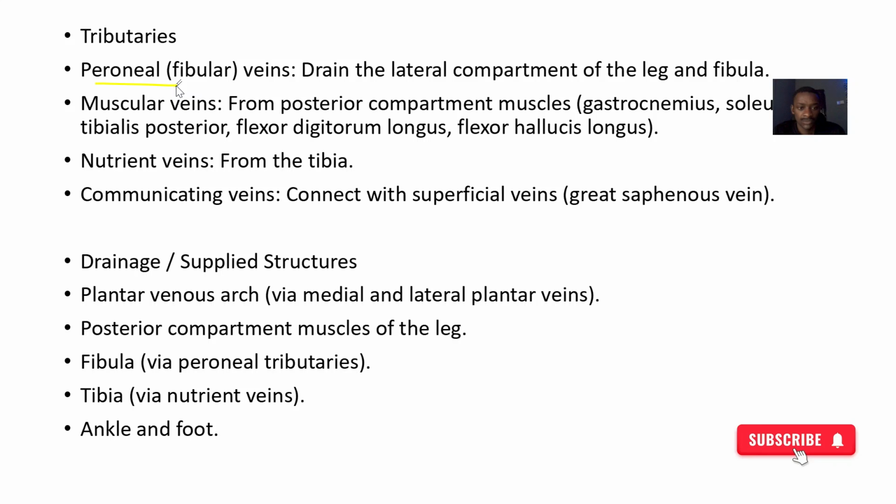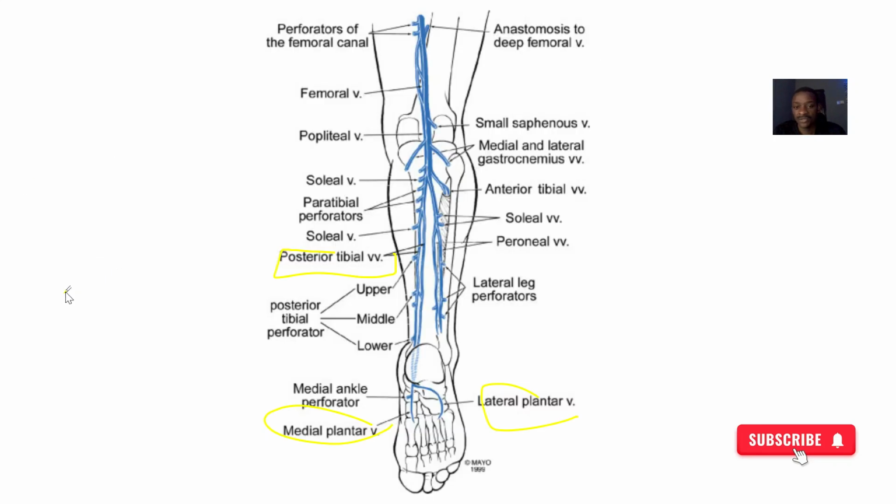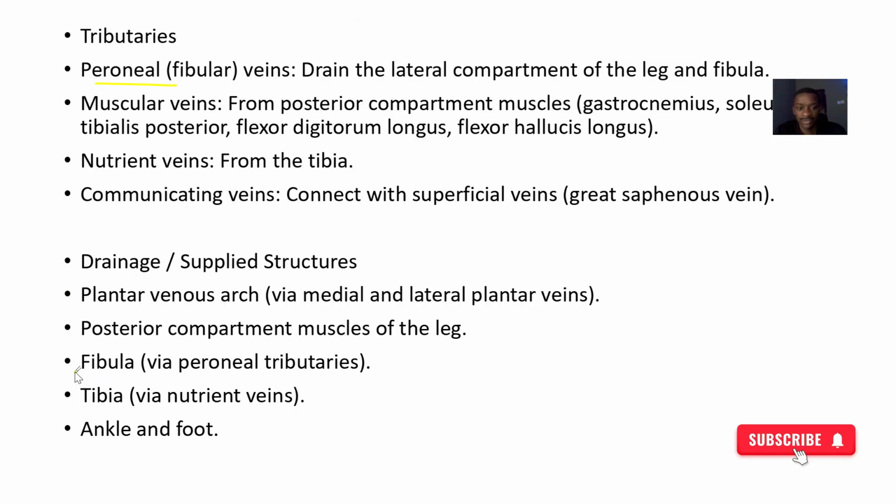Okay, so drainage: it drains the plantar venous arch, it drains the posterior muscles of the leg, taking out deoxygenated blood, also the fibula, the tibia, and the ankle of the foot.